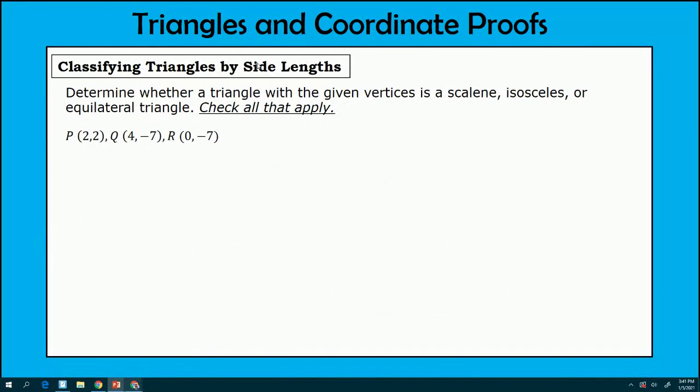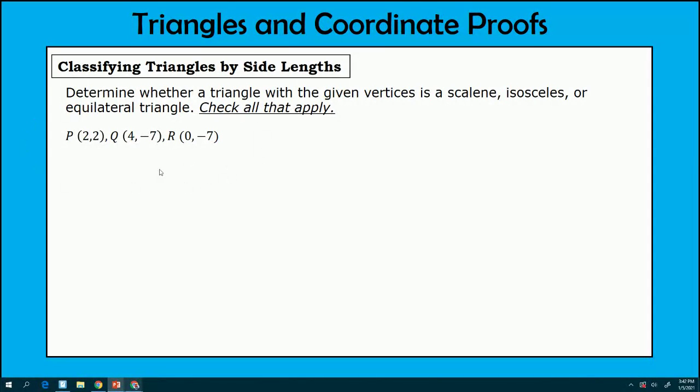So this says classify the triangle by its side lengths, determine whether a triangle with given vertices is scalene, isosceles, or equilateral. Now notice how this says check all that apply. In tonight's homework, you're going to have a box here that says, is it scalene, isosceles, or equilateral? The reason it says check all that apply is if it's equilateral, you would also check isosceles. If it's isosceles, it doesn't mean it has to be equilateral. So you just got to look at that carefully.